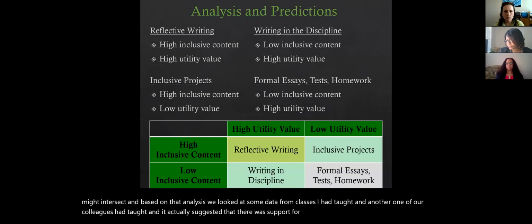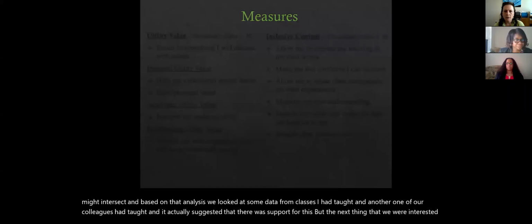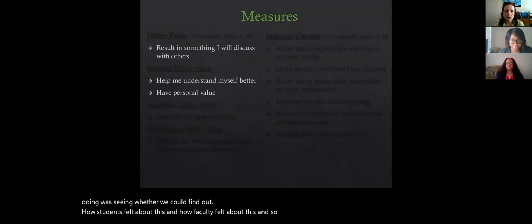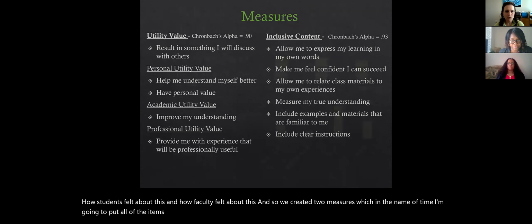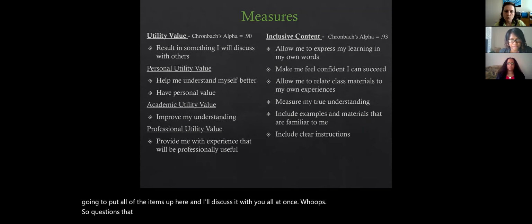But the next thing we were interested in doing was seeing whether we could find out how students felt about this and how faculty felt about this. And so we created two measures, which in the name of time, I'm going to put all of the items up here and I'll discuss them with you all at once. These are questions that we believed would probe utility value and inclusive content. And so you can see the questions here.